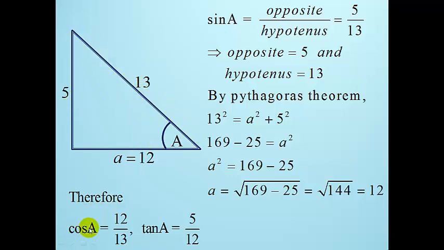Now we have to find cos A, and we know that cos is the same as CAH, and CAH means adjacent over hypotenuse. So the adjacent side is 12 and the hypotenuse is 13. That is why cos A equals 12 over 13. Now with tan A, tan is the same as TOA. That means opposite over adjacent. Now when you consider the acute angle A, opposite is 5 and the adjacent is 12. So tan A is equal to 5 over 12.